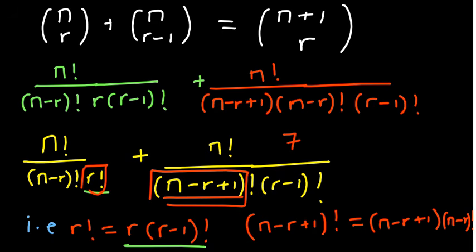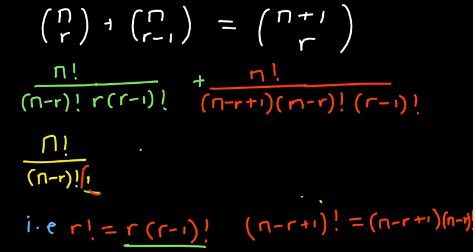If you have 7 factorial, it is the same as 7 times 7 minus 1 factorial, which is of course 6 factorial. Okay, so we're just using the binomial coefficients principles.